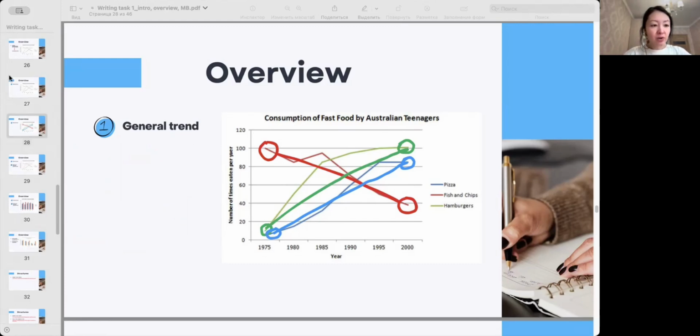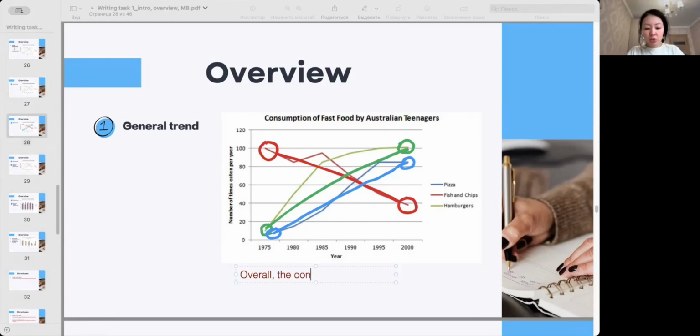For example, let's write the first sentence of the overview together. So, overall is the best way to start your overview. You can, of course, use some phrases like generally, in general, and you will have the examples of these phrases in this lesson. But in general, if you use overall every time, that's okay. So overall, what can we say?